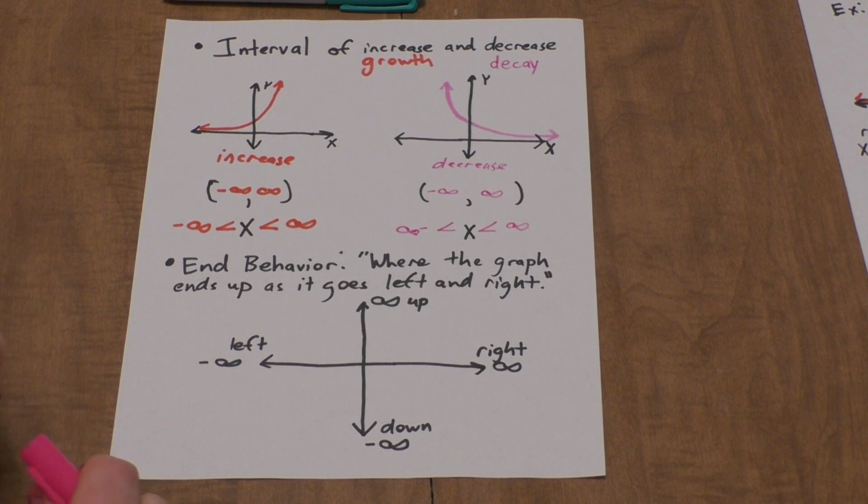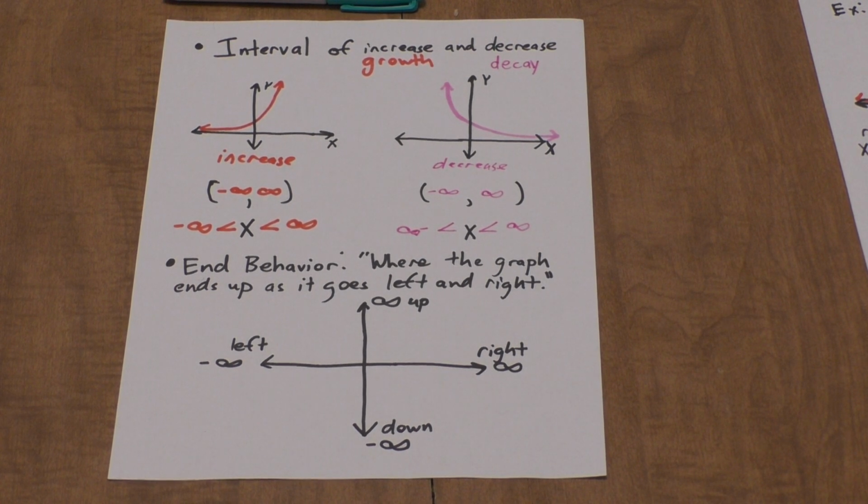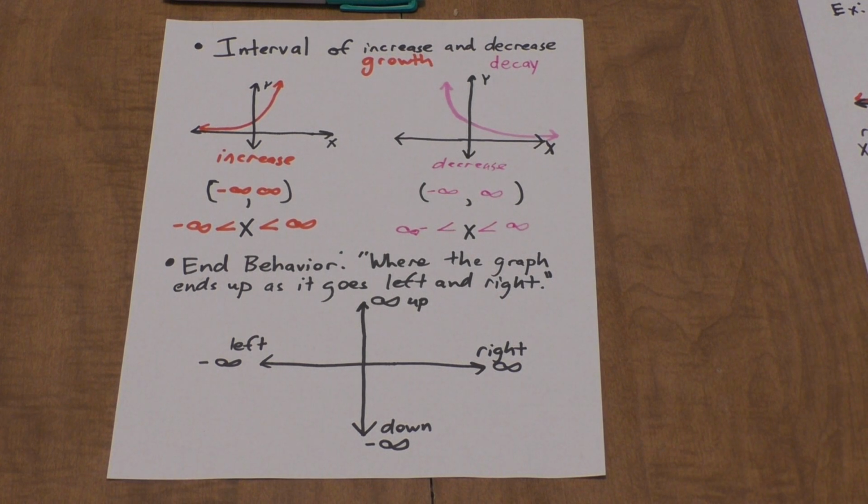The last thing is something called end behavior, and we have not studied this yet. So this is your first introduction to it. In future math classes, you'll do a lot more work with this, but right now we're going to do the most basic with these exponential functions, and hopefully it'll help you understand what it is as you move forward. How I like to define end behavior is where the graph ends up as it goes to the left and as it goes to the right.